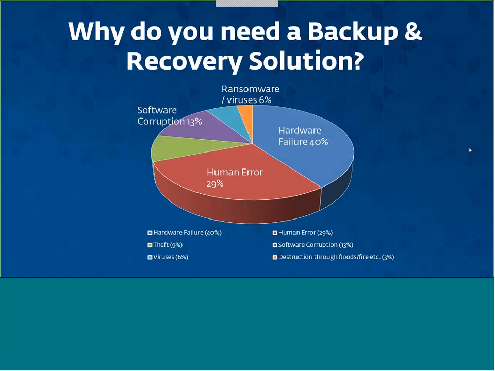Then we've got software corruption and theft next in line, with 13% and 9% respectively. And then the most uncommon, surprisingly, is viruses and destruction through other causes. Now, with ransomware becoming a more common problem, we do expect these numbers to change somewhat, because ransomware is considered the most prevalent threat online today. But it still only accounts for a very small percentage of the reasons for data loss.